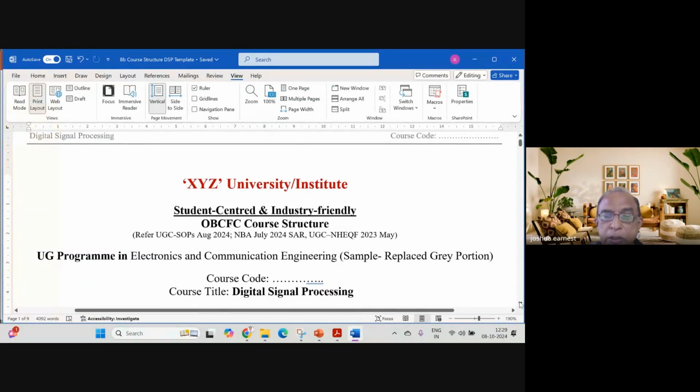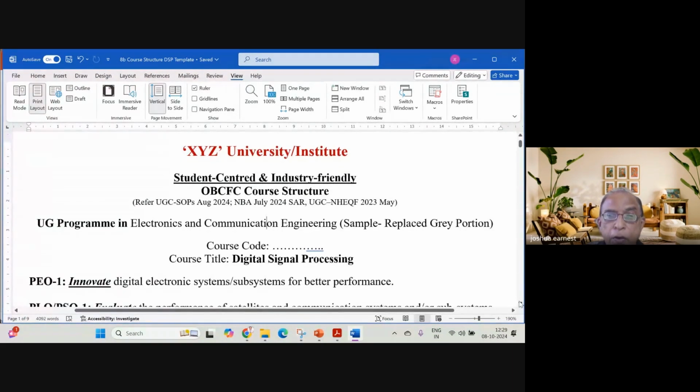So the student, now listen, you're giving this to the student. The student knows that for this CO, this is the PEO one that is applicable. Innovate digital electronic systems and subsystems. In your syllabus now, you don't have this. In this format which I am showing you, you should have this, because you are communicating to the student what things he will have to do in the industry in future, and how this course is related to PEO 1.